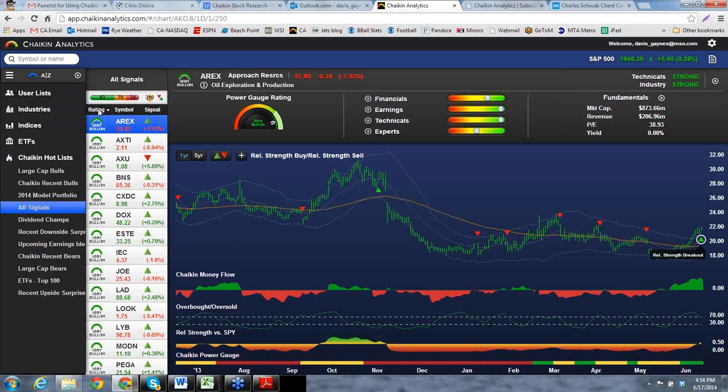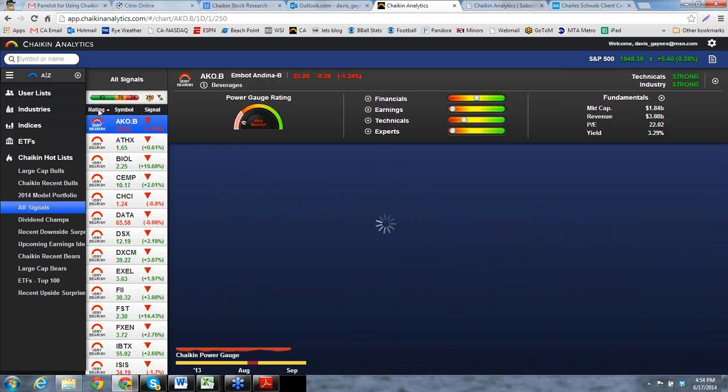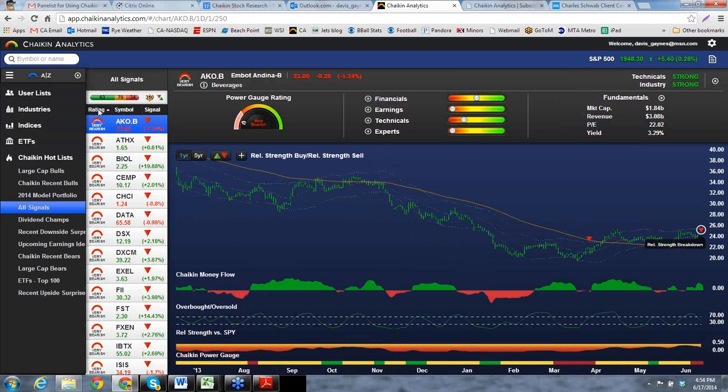And if we're looking for short ideas, we flip that list over, and we can start looking from the most bearish names. And here's a relative strength breakdown. And a name that recently had a little blip of bullish and was mostly neutral for the past year, and it just went bearish. And we can see it's about to be oversold.